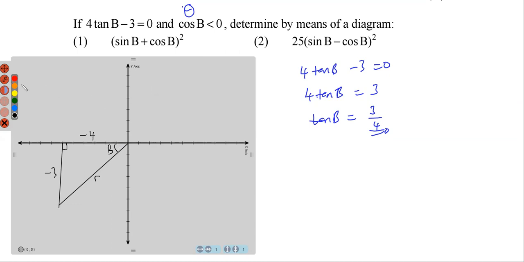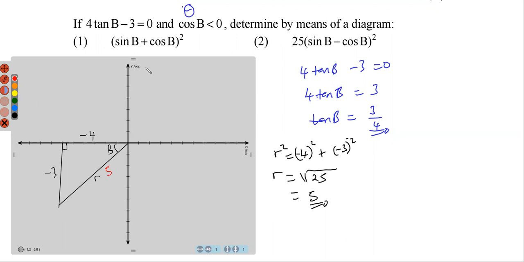We need to find the third side, which is R. So R squared is equal to negative 4 squared plus negative 3 squared. R is going to be the root of that, which is 16 plus 9, the root of 25. And in this case, you get 5. Now, the hypotenuse is always positive, so there is no need for you to stress about it.